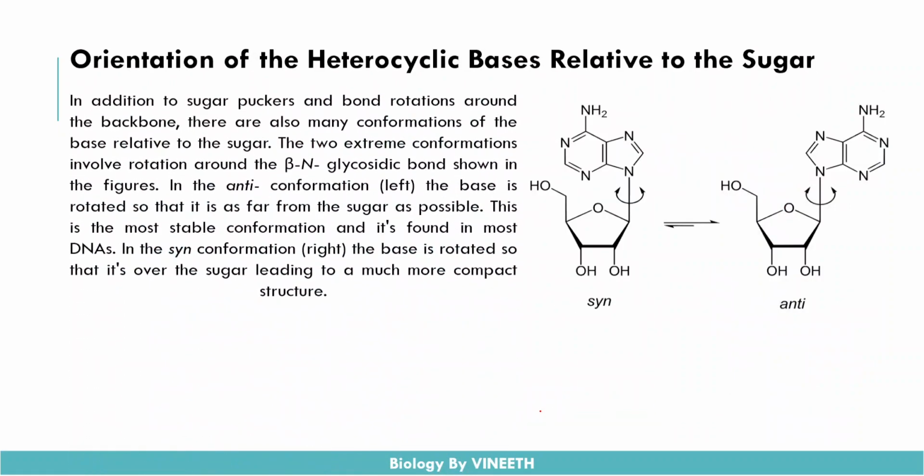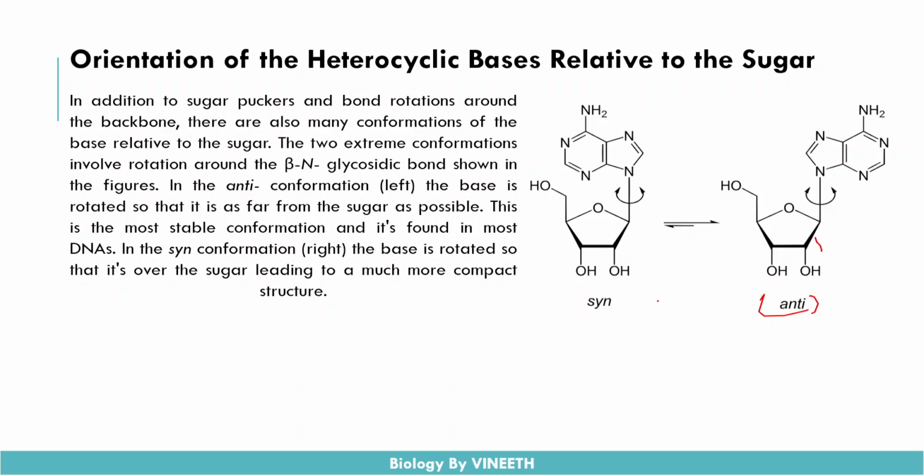Now, when we talk about syn and anti, this is the orientation of the N-glycosidic bond. If the purine is located alongside the ribose sugar, that is called the syn position. And if the same purine or pyrimidine ring is located on the opposite side to the ribose sugar, that is called the anti conformation.